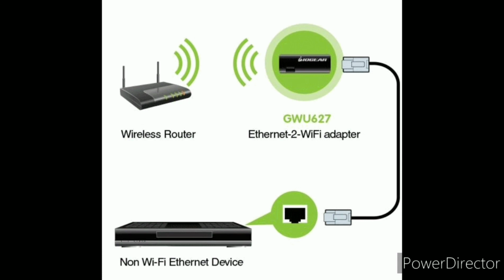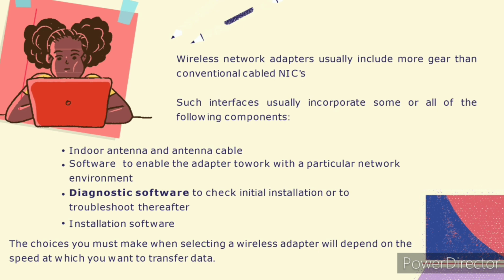Wireless network adapters usually include more gear than conventional cabled network interface cards. Such interfaces usually incorporate some or all of the following components. First is the antenna and the antenna cable. Second, the software to enable the adapter to work with a particular network environment. Third, diagnostic software to check the initial installation or to troubleshoot thereafter. And lastly, the installation software.